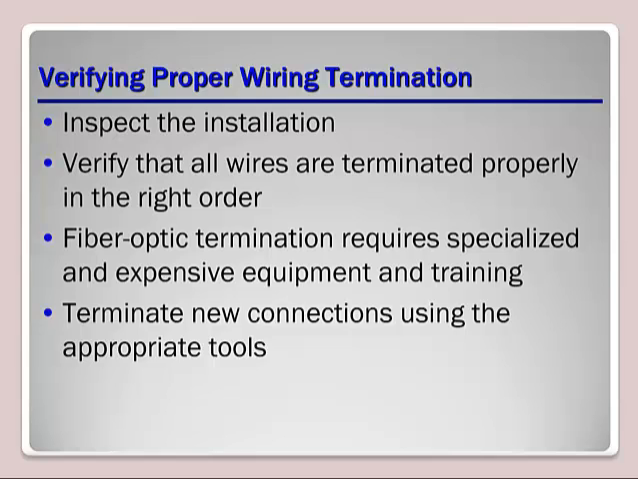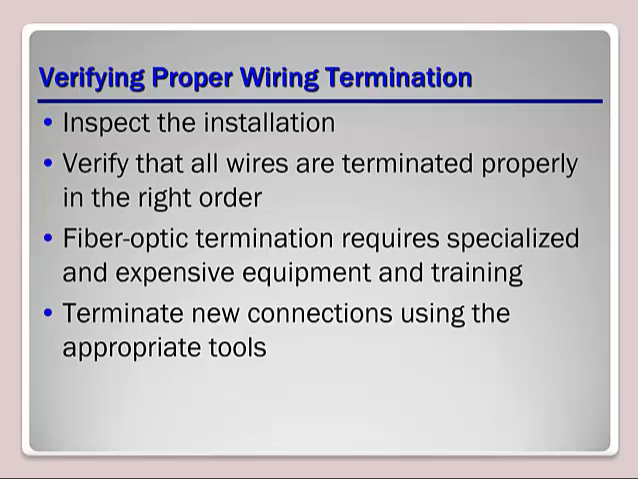Verifying the proper wire termination. You can inspect the installation and verify that all the wires are terminated properly in the right order. That comes down to your pinouts, making sure they're in the right spots. Fiber optic termination requires specialized and expensive equipment and training. So if you have to have a fiber run set up or fixed, you're going to be hiring somebody outside, because there's special training involved with blow torches and burning, shaping the tips so that the fiber goes into the end pieces correctly. Terminate new connections using the appropriate tools.